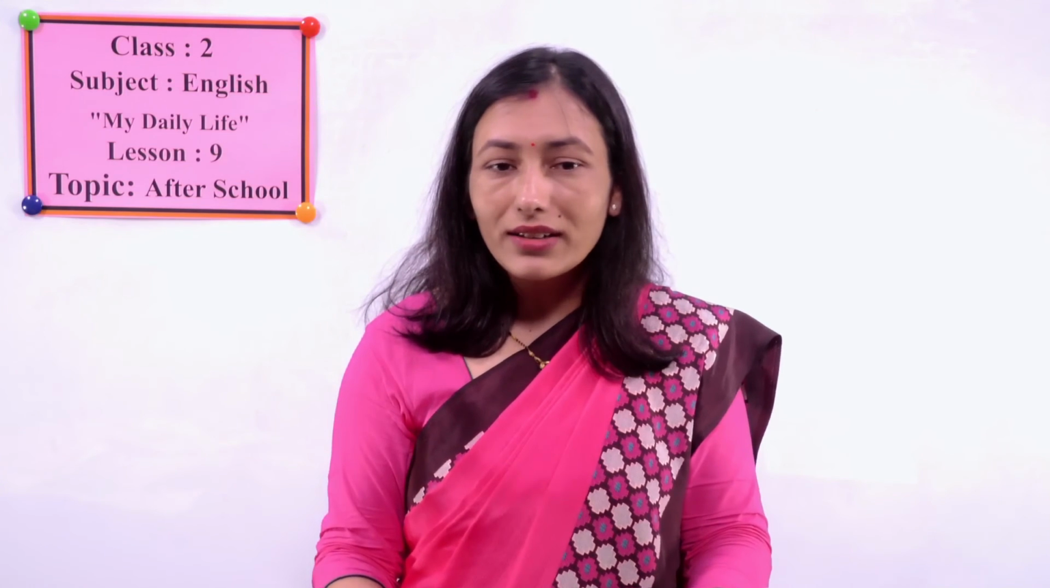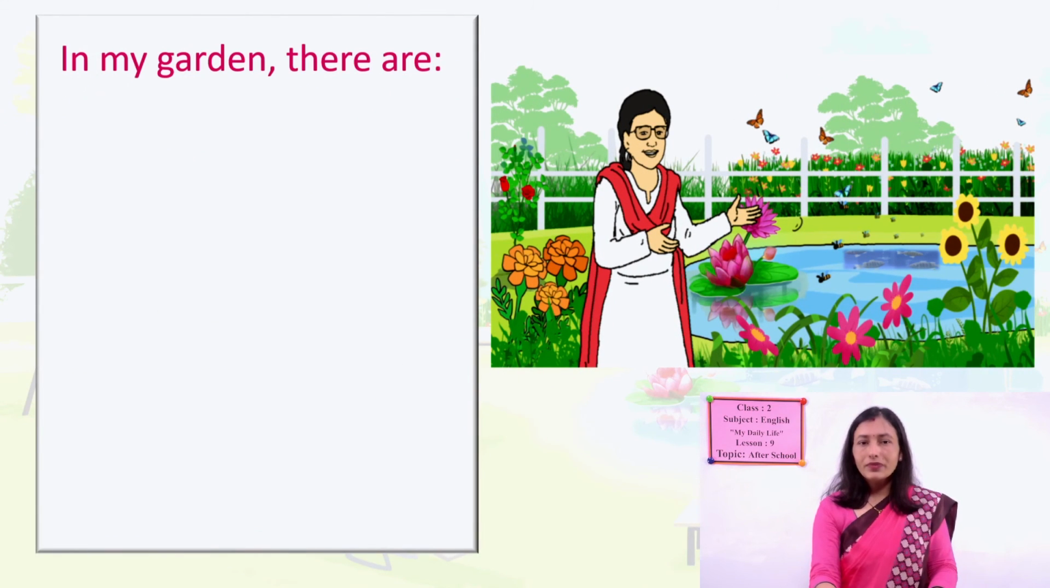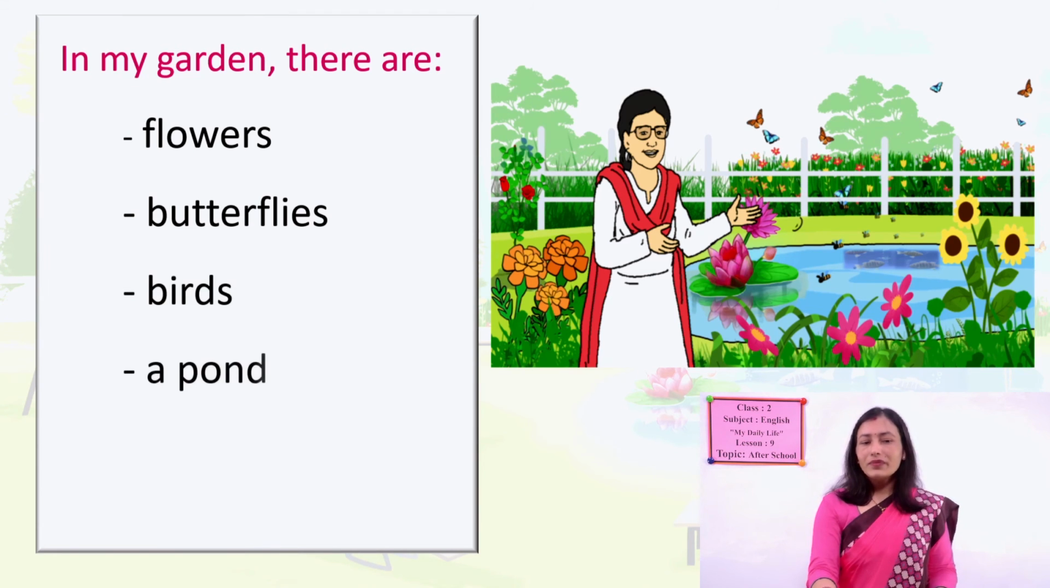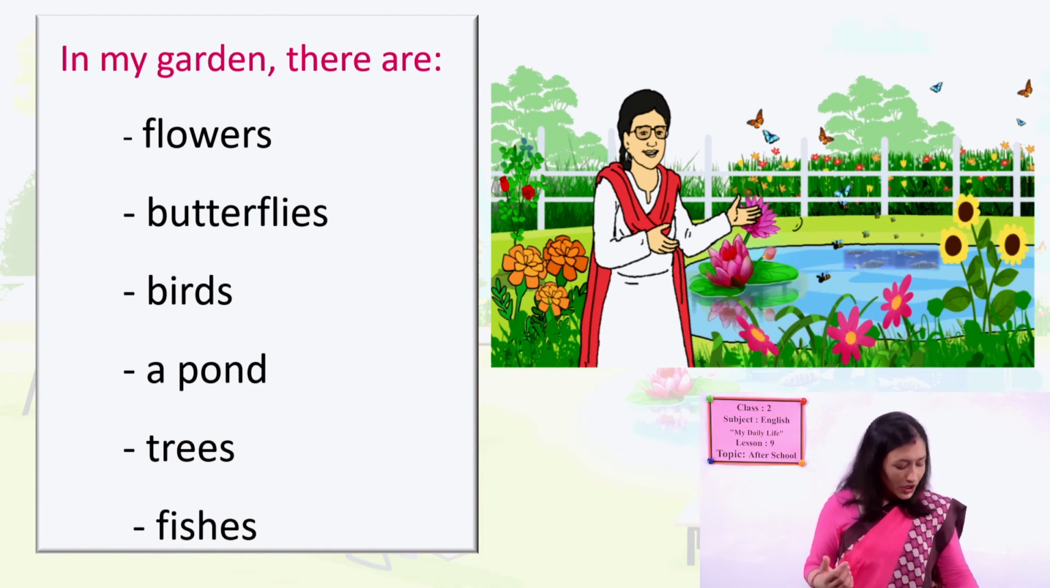Look at my garden now. Let me tell you what is in my garden. In my garden there are flowers. You can see flowers. Good. And there are also butterflies. And there are birds and also a small pond. And there are trees also. You can see here, there are trees in my garden and fishes. You can see fishes in the pond. In the same way, you can also make a list of the things in your garden.